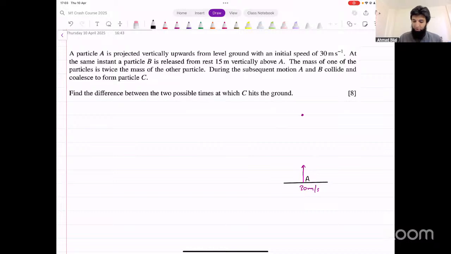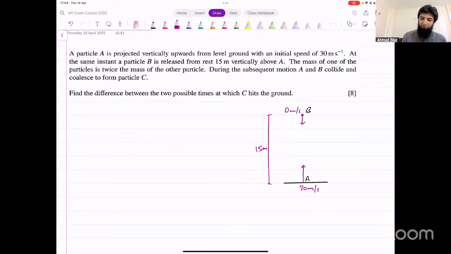This is named B. It's released from rest at the same instant. So its initial velocity is 0 meters per second. It's released from rest from there. And we know that the distance between these two particles initially is 15 meters. B is 15 meters vertically above A.